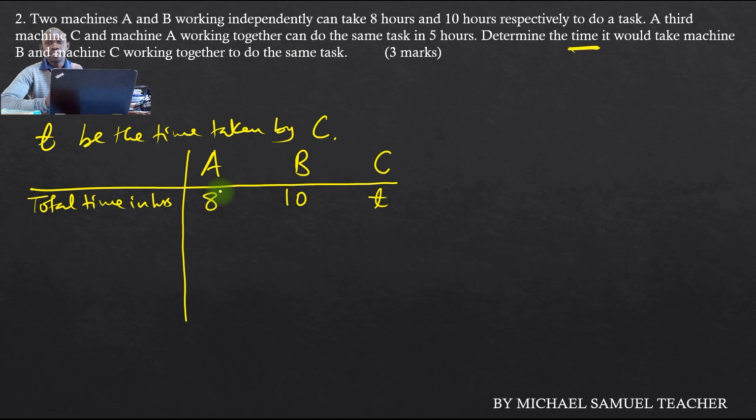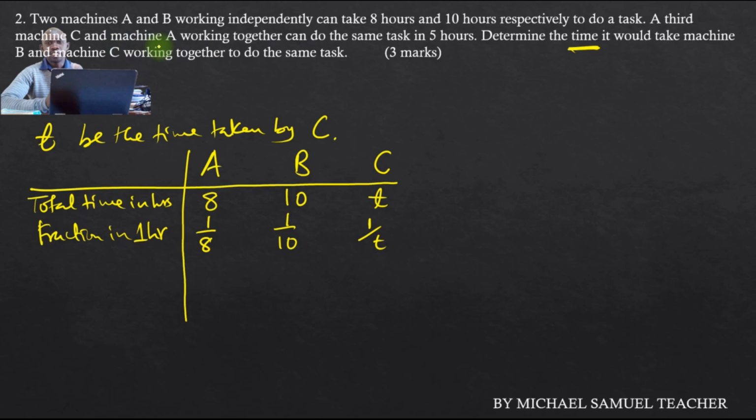If that is the time it takes in 8 hours, then in 1 hour, what will the fraction be? Fraction in 1 hour: for machine A, it will be 1 over 8. For machine B, it will be 1 over 10. And for machine C, it will be 1 over T. And also, the fractional part each machine can do in 5 hours.